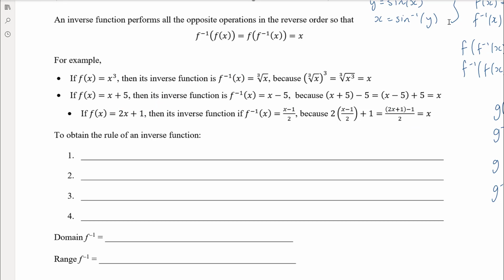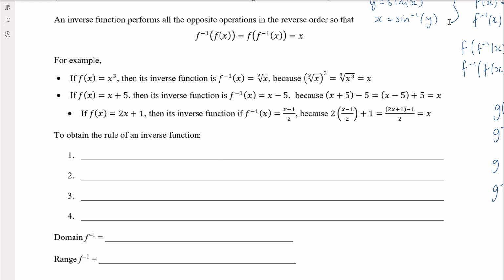Okay, so to obtain the rule of an inverse function, we have to be a bit particular about what we write here, because the key is that we have to be really careful not to write something that's mathematically incorrect, which is very easy to do in this process. So it's really important that you're writing down the right things and that you don't just skip the steps.